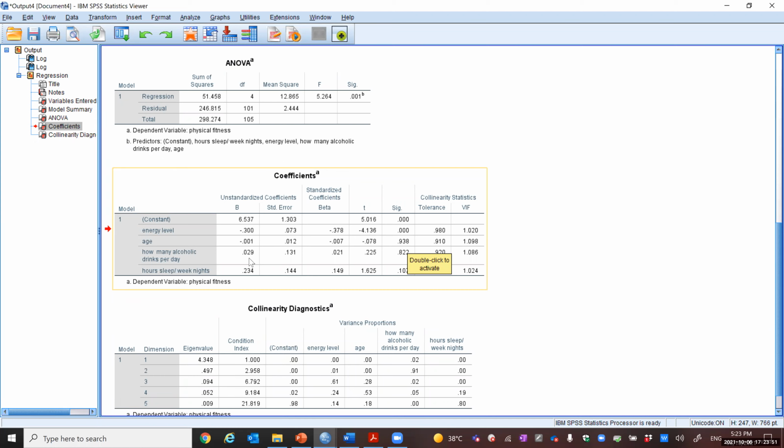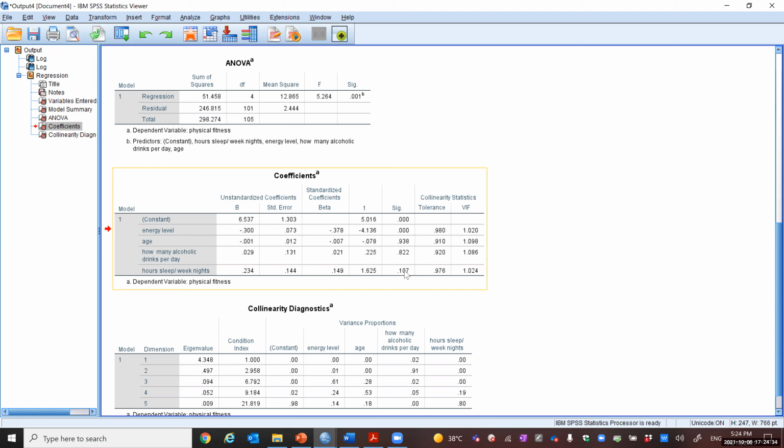How many alcoholic drinks per day? 0.02. Significance value is 0.82. We are not going to interpret it. Hours of sleep per night: the beta coefficient for this is 0.23 and significance is 0.10, which is not less than 0.05. So we will not interpret it. Which means that out of the 4 predictors, only one predictor has a significant impact on physical fitness. And that's why you got a low R square value up there, because the explanatory power of your model is weak. Although it's significant, it's on the low side.